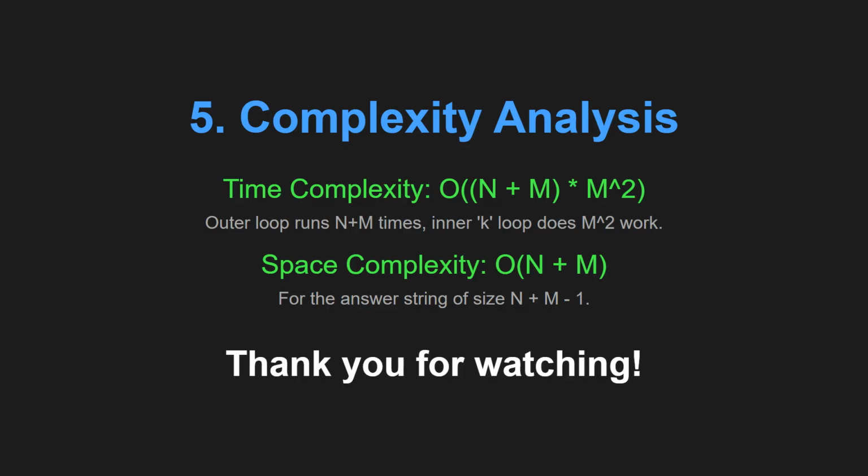Finally, let's analyze the complexity. The time complexity is O((n plus m) times m squared). The outer loop runs n plus m times, and the inner k loop does m squared work due to m iterations in m for substring matching. The space complexity is O(n plus m), which is required for storing the answer string.